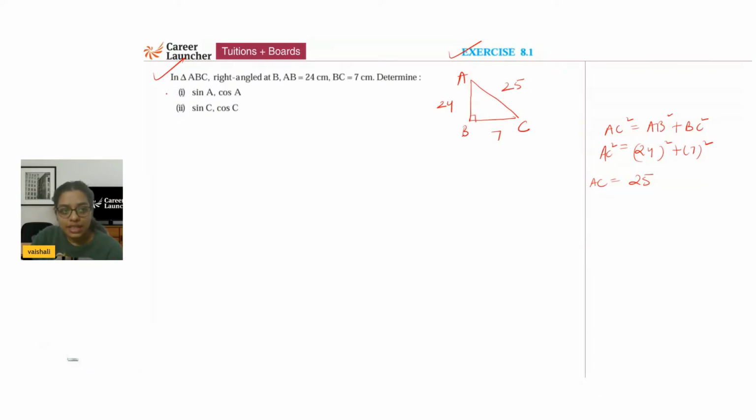So in this case, let us focus on the first part. In the first part, they are asking us sine A is equal to what? Now remember one thing. दो चीजें पूछ रहे हैं with respect to sin A and with respect to sin C. तो अगर आप फोकस करोगे, एक एंगल बदल रहा है इसमें.